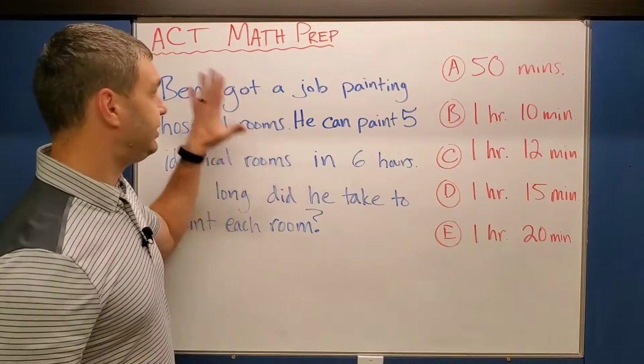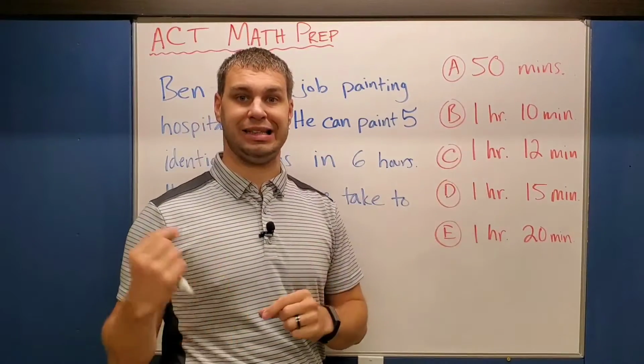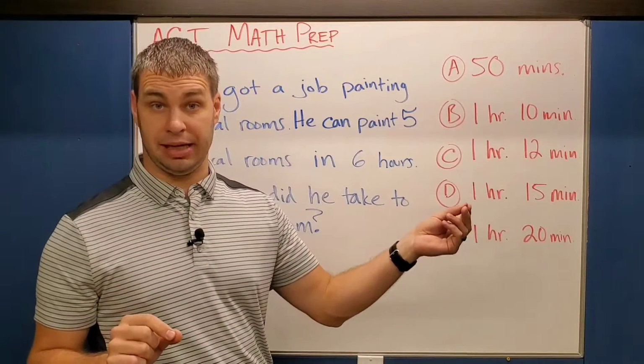All right, guys, doing some more ACT math prep today. We're going to give you two questions. We're going to give you their answer. We're going to do each of these in less than 60 seconds because you get 1 minute per question on average on the ACT math section.